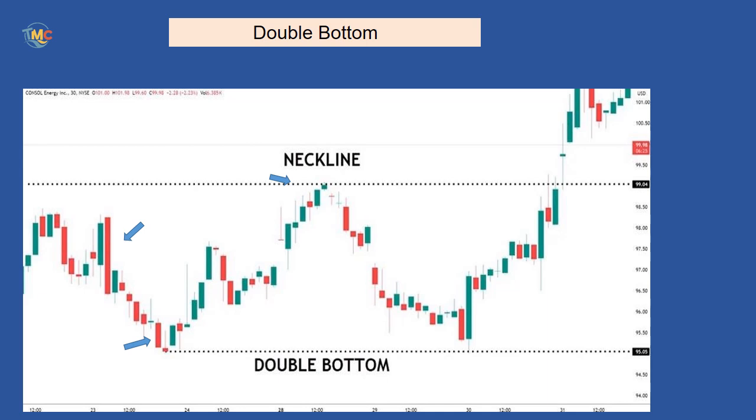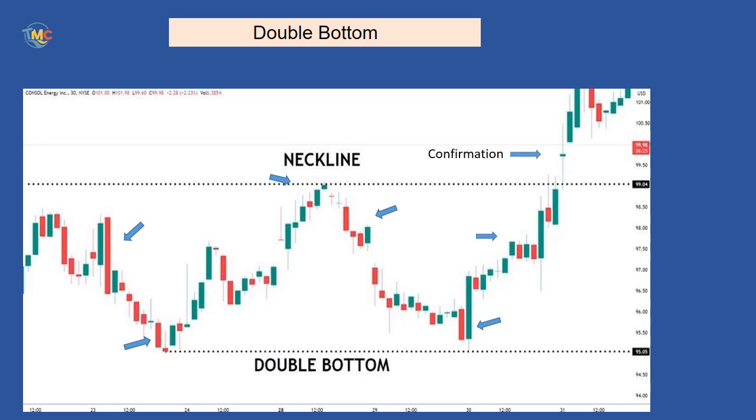The price then falls again, as some sellers attempt to continue the downtrend, approaching or reaching the previous low. Critically, this second attempt to push through support fails, creating the second bottom at approximately the same level as the first. After the second rejection, buyers gain stronger control, pushing the price up. The pattern is officially confirmed when the price rises above the peak between the two bottoms, the neckline or confirmation level.